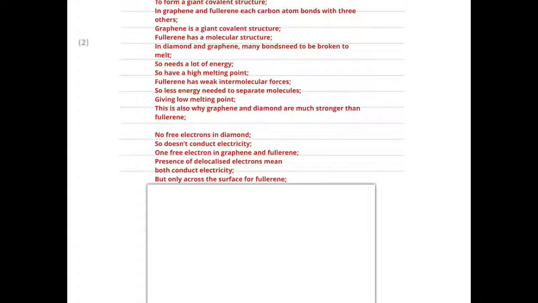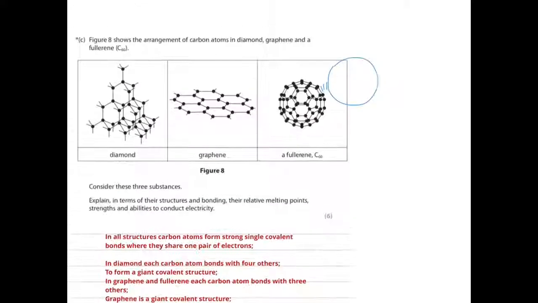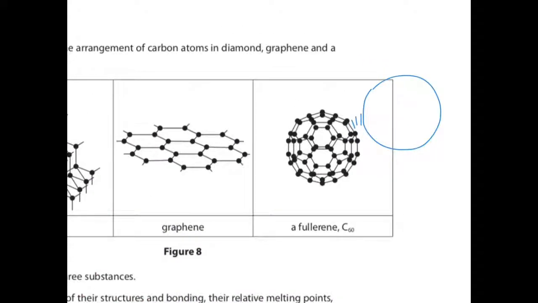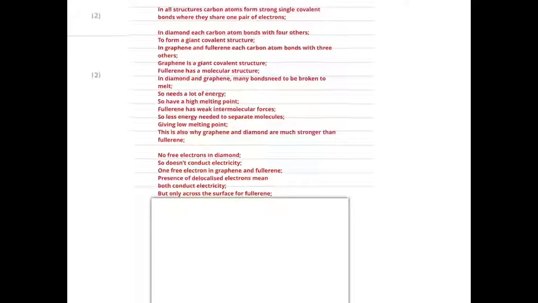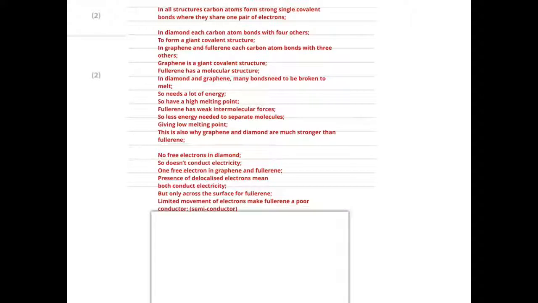However, with fullerene, because there isn't anywhere for this electron to disappear into, you see with this one, the electron can disappear into the structure. Here, it's got nowhere to go. There's nothing inside this sphere, it's hollow, whereas this one would be layers, you see. But here it's hollow. So because of that, it can only conduct across the surface of fullerene. So limited movement of electrons makes fullerene a poor conductor or a semiconductor.